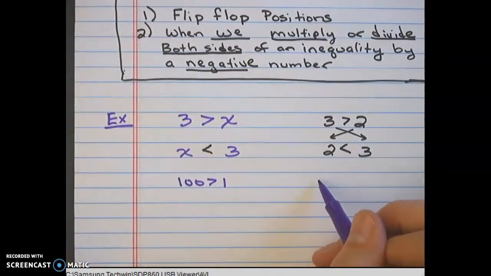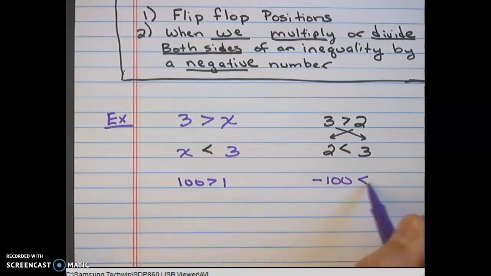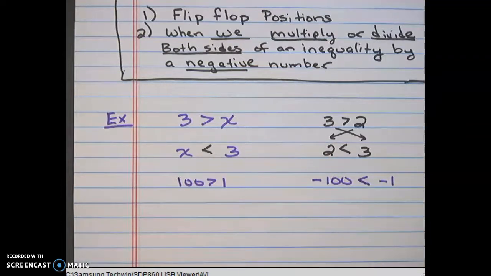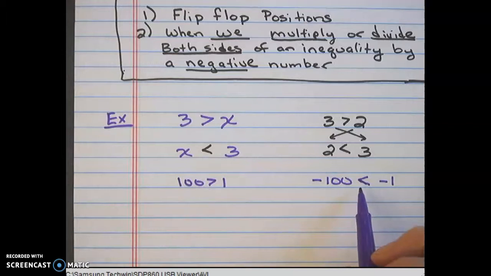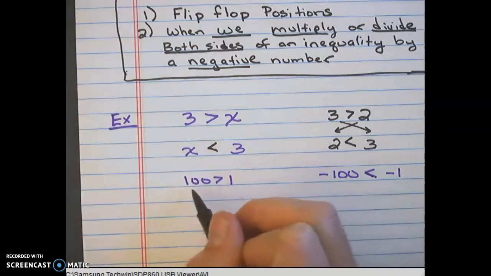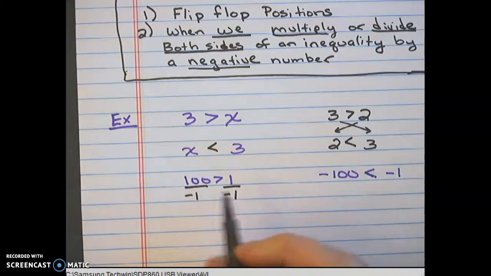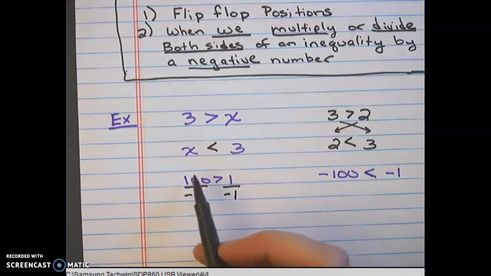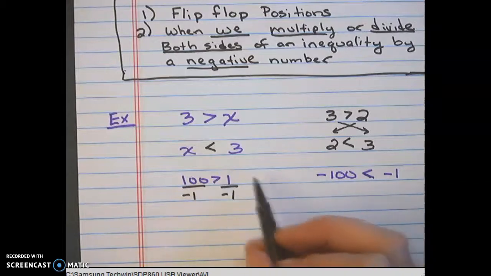But if I talk about negative numbers, negative 100 is much smaller than negative 1. So negative numbers, something like negative 100, is smaller. So if I switch from the positive world to the negative world, I have to reverse that inequality. And one of the ways that it's really easy to switch is if I was doing math and I divided both sides by negative 1, which I should be able to do because I did it to both sides. If I divide both sides by negative 1, then I would get negative 100 and negative 1.